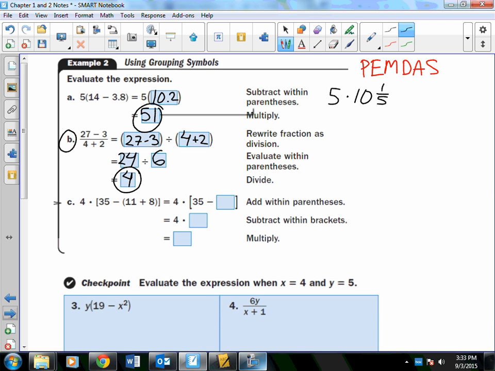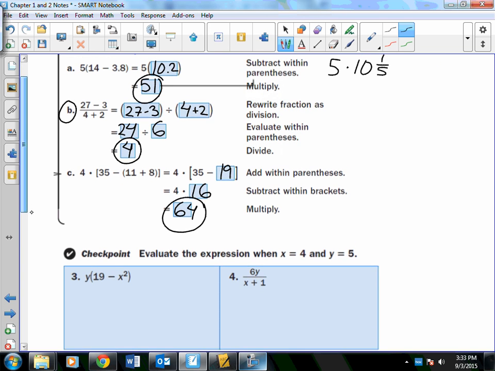Last one is if I have these nested brackets and parentheses inside one another, I'm going to do the innermost parentheses first. 11 plus 8 is 19. Then I do the bracket: 35 minus 19 is 16. And 4 times 16 is 64. So those are some of the more complicated examples of order of operations.